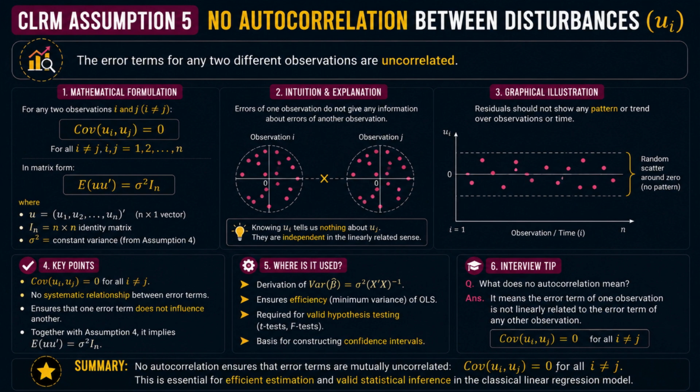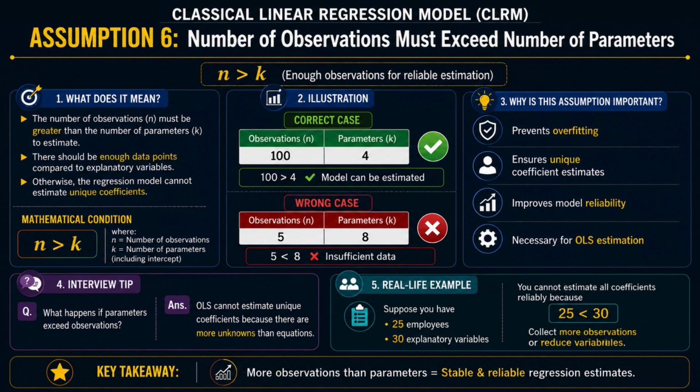This assumption is especially important for time series data because errors from one time period can sometimes influence the next. If autocorrelation exists, the regression coefficients may still remain unbiased, but they become inefficient, and statistical inference becomes unreliable. So in interviews, remember this simple definition: no autocorrelation means the residuals are independent of each other.